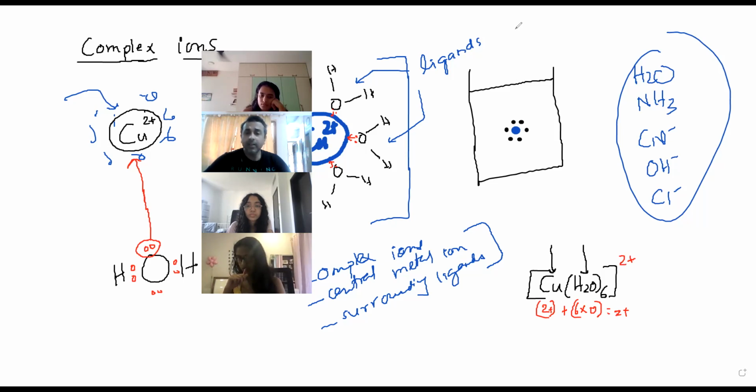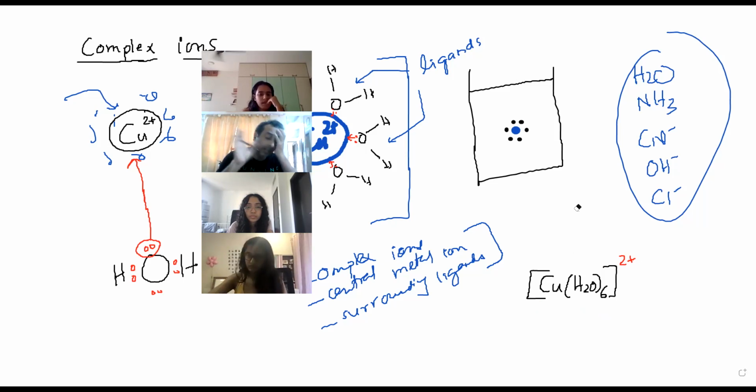So this is the way you write the formula of the complex ion. That square bracket, first write the metal, then open the round bracket, write the formula of the ligand and write how many ligands are there, close the bracket, and write the overall charge on this.